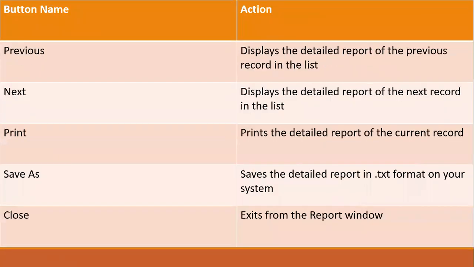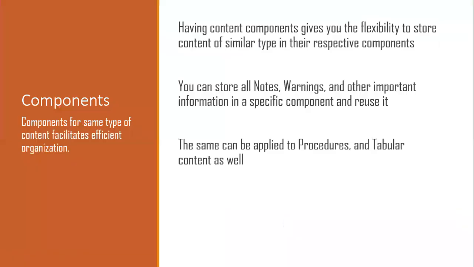The other way to do it would be having your components. So what are components? Content components are basically components which hold a certain kind of information. Like if I want to have a content component which has the description of all these buttons, I can reuse it wherever the source topic calls it. So I can do that.